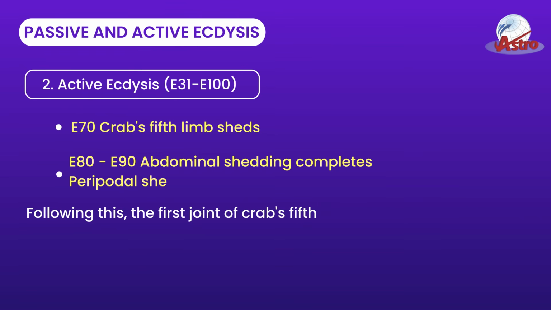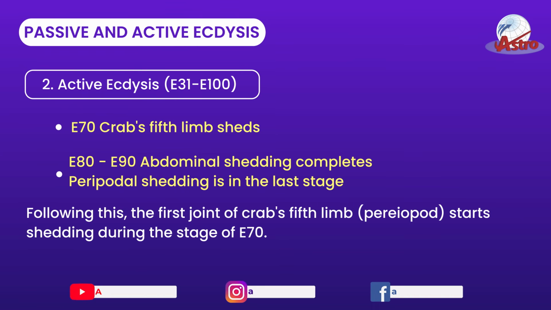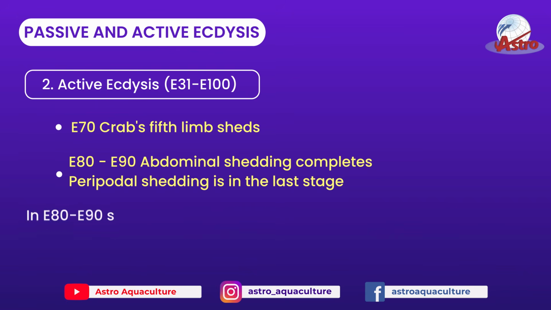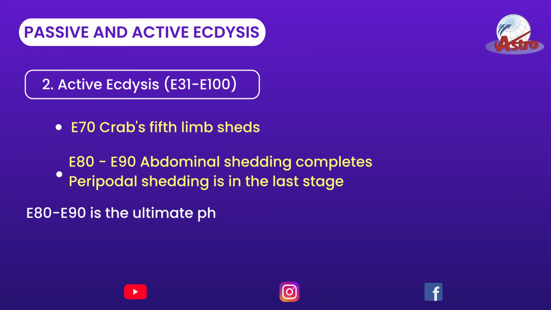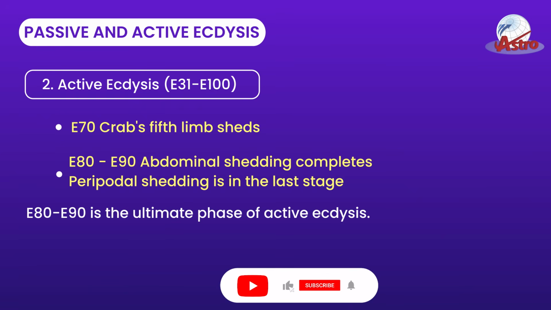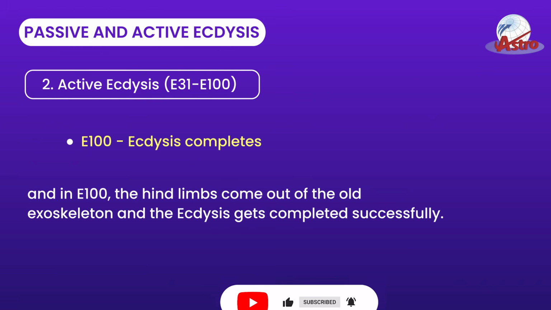Following this, the first joint of the crab's fifth limb, the peripod, starts shedding during the stage of A70. In A80 to A90 stages, the abdominal shedding gets completed and the peripodal shedding happens in the last stage. E80 to E90 is the ultimate phase of active ecdysis, and in A100, the hind limbs come out of the old exoskeleton and the ecdysis gets completed successfully.